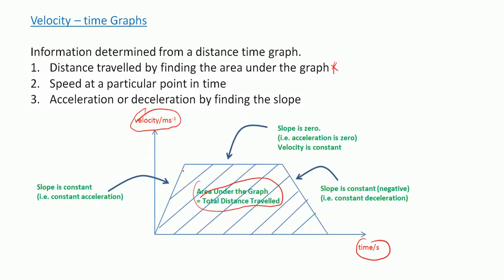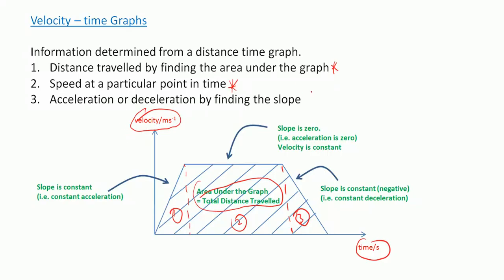We can do it in two ways, by just using the formula for the area of a trapezium, or we could break up the shape into two triangles and a rectangle. So we have one triangle here, we have a rectangle here, and we have another triangle here. So the distance traveled can be found by finding the area under the graph. We can also find the speed, or the velocity, at any point in time, right? By simply reading off the value of the time on the graph.